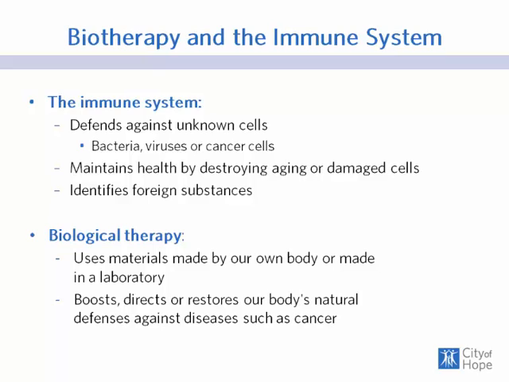Biological therapy uses materials made by our own body or made in a laboratory to boost, direct, or restore our body's natural defenses against diseases such as cancer. You may have a combination of traditional chemotherapy that is systemic and affects the stage of the cell growth, and also a biotherapy that is a targeting agent.